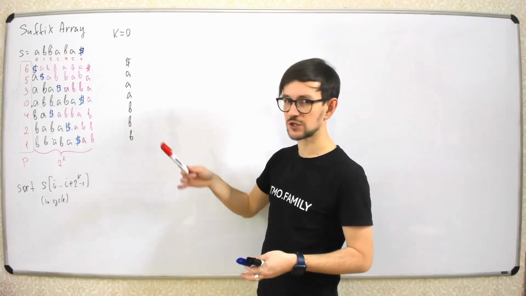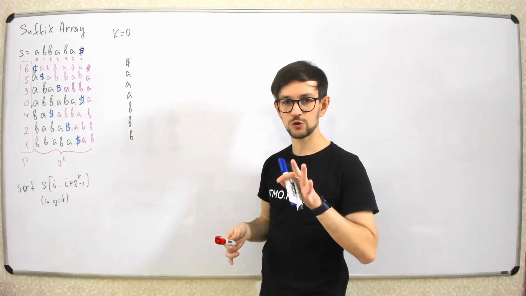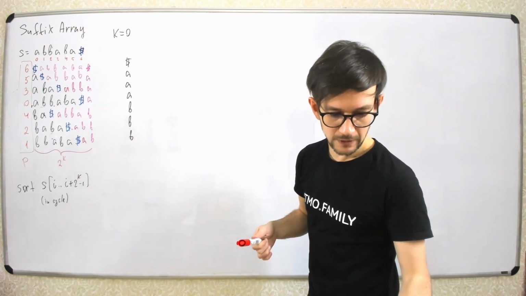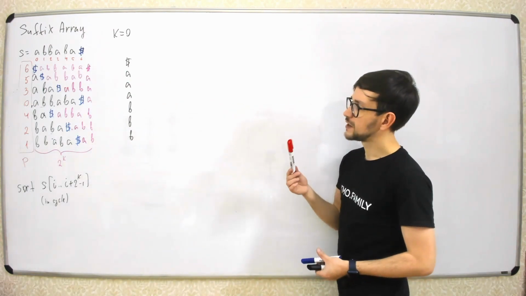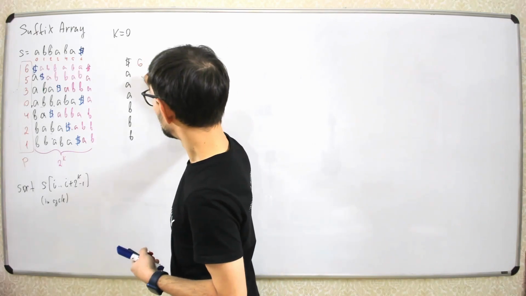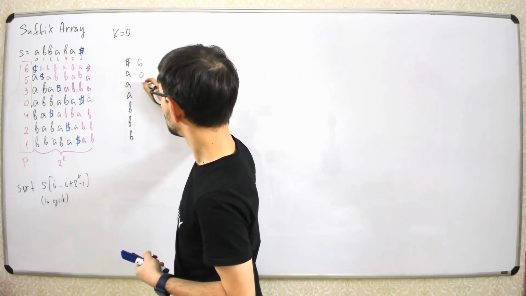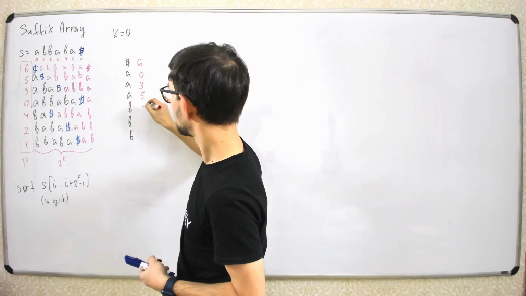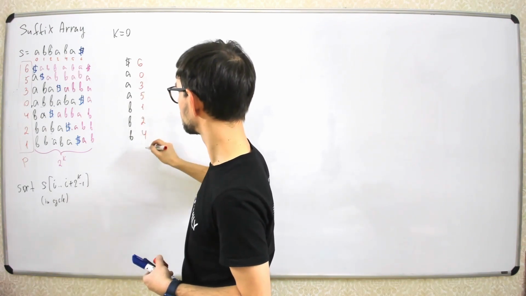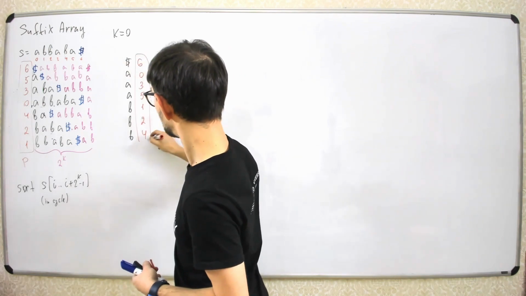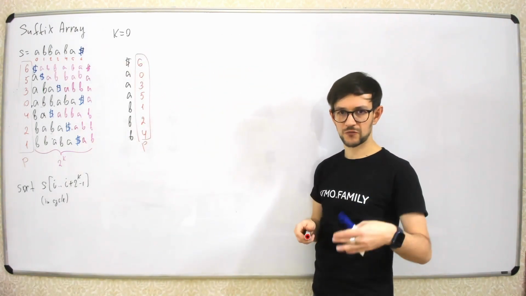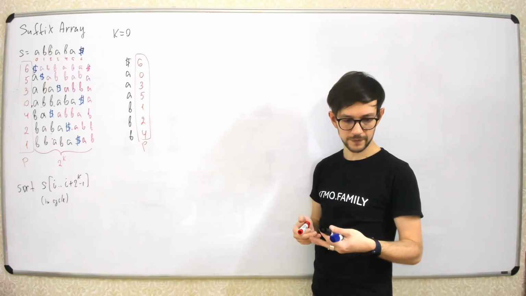I just write these strings for clarity. You don't need this array of strings. You only need the array of indices. So you make the array of indices. Indexes for the $ and A's will be 6, 0, 3, 5, and for B's it will be 1, 2, and 4. So we have this array P, the array P from stage 0 of your algorithm.